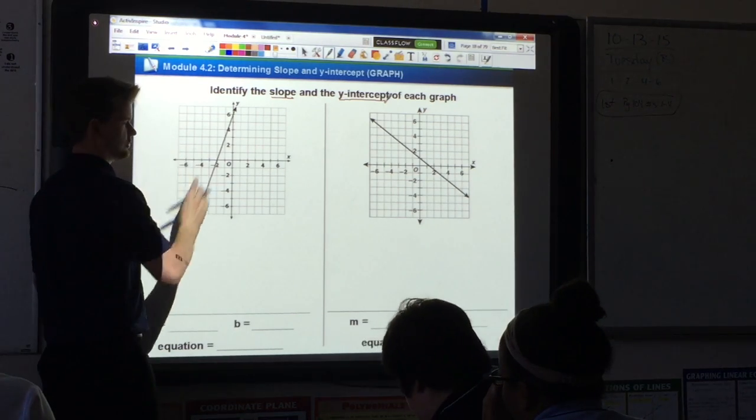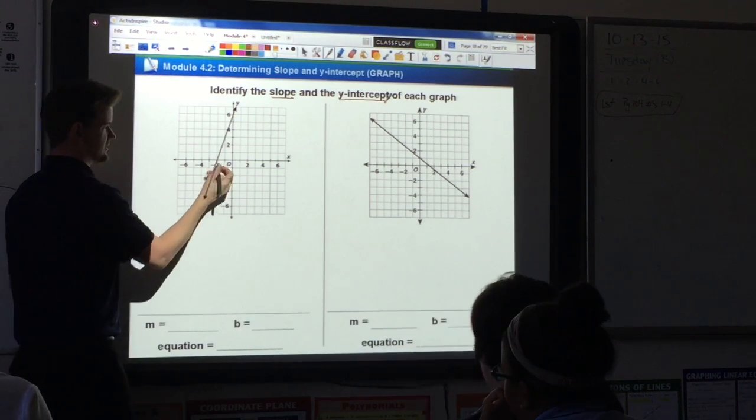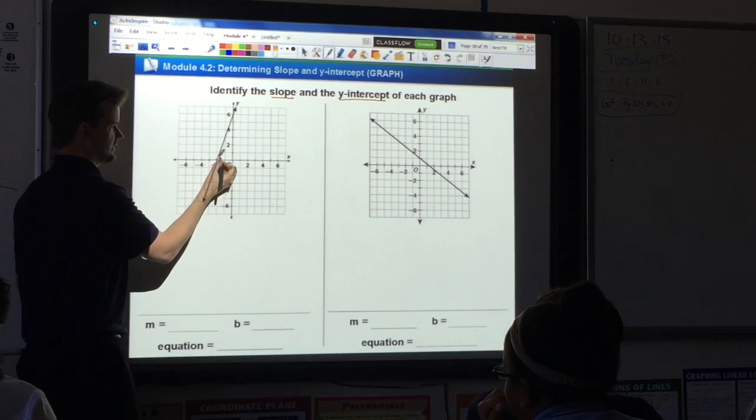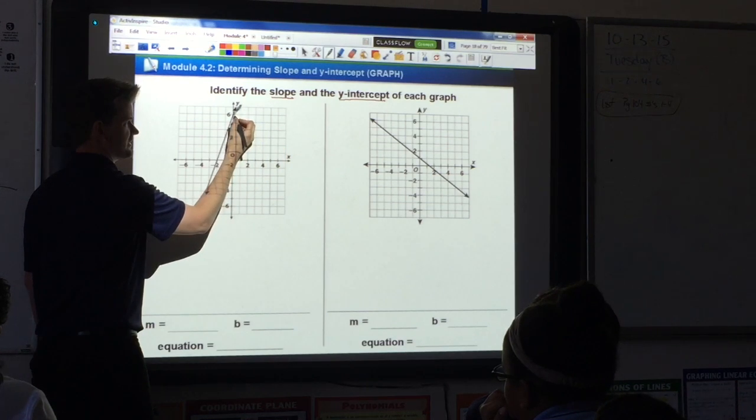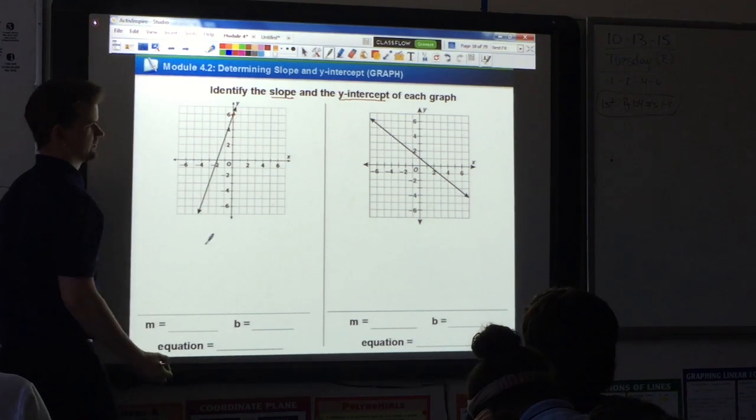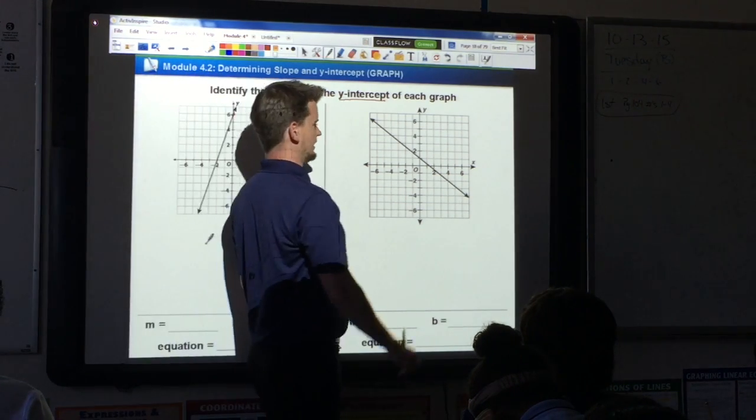All right, so looking at this line right here, is this the y-intercept? No. Is this the y-intercept? No. Is this the y-intercept? No. It's not even on the line. The y-intercept is right there. Okay. We'll come back to find the slope for that in a second.